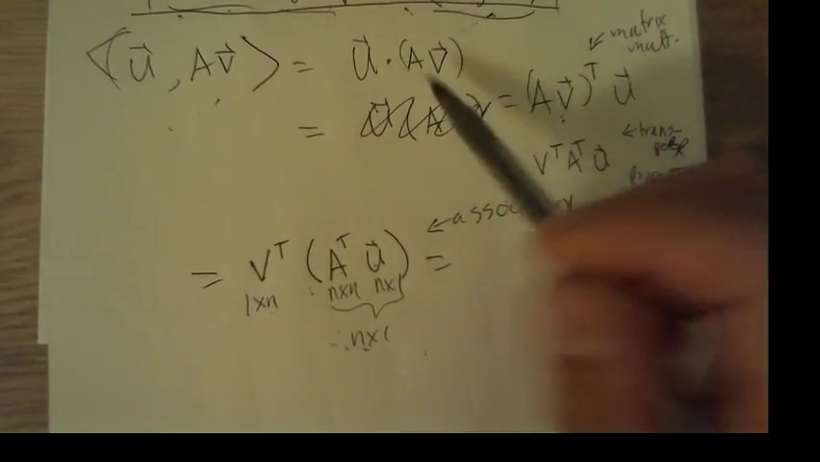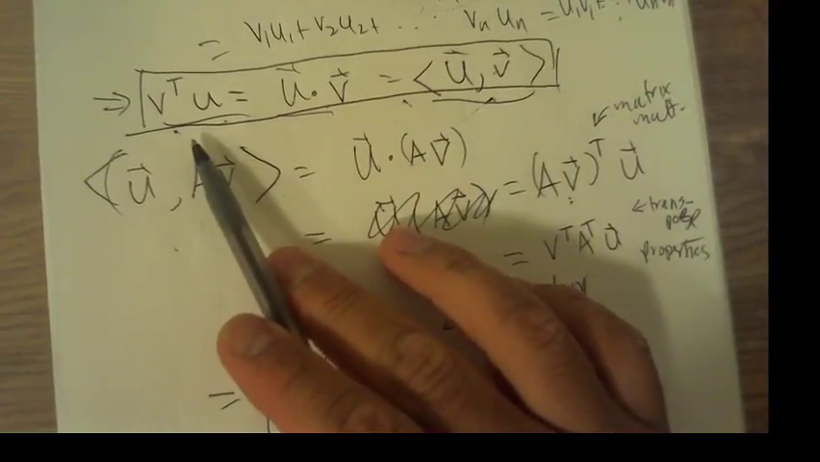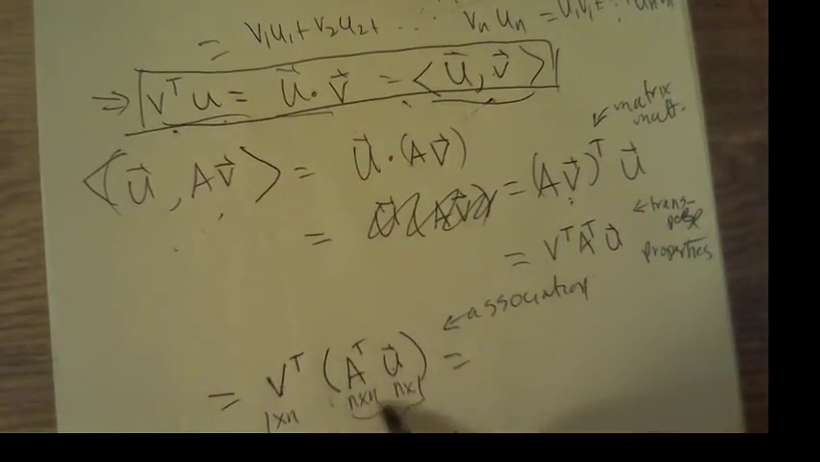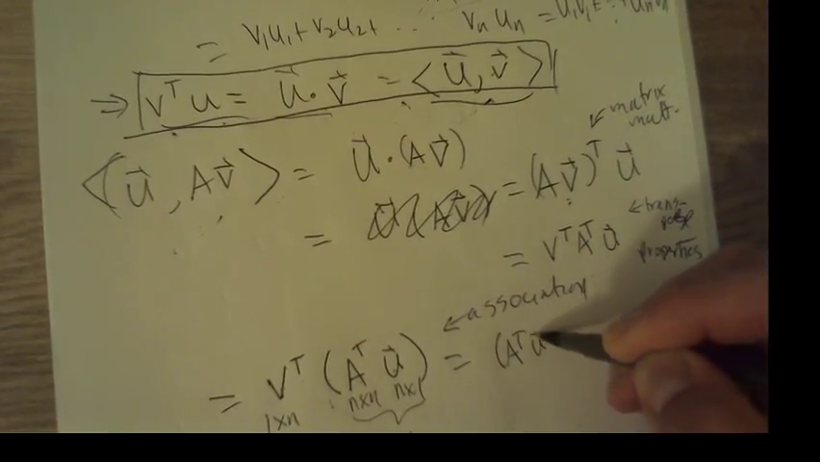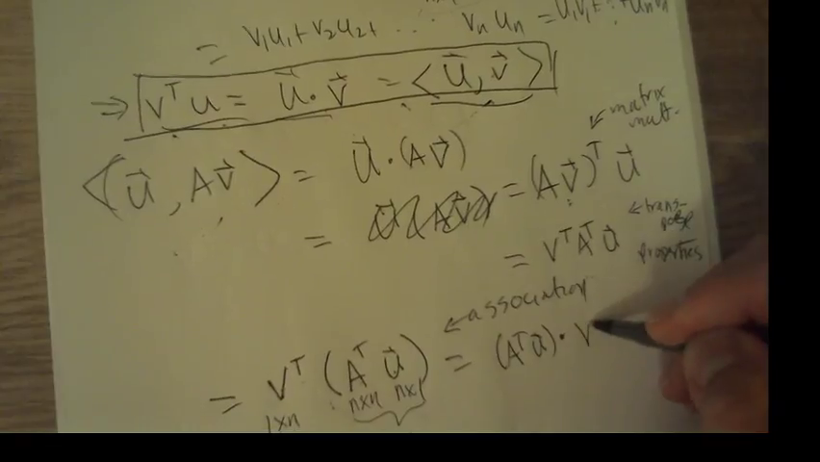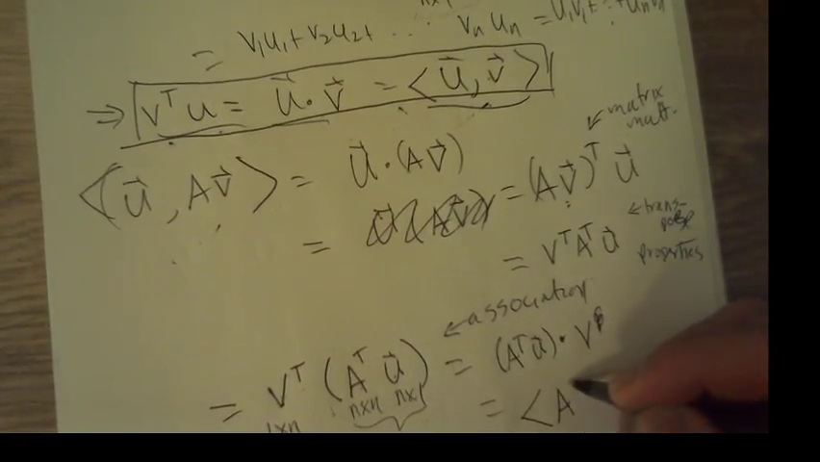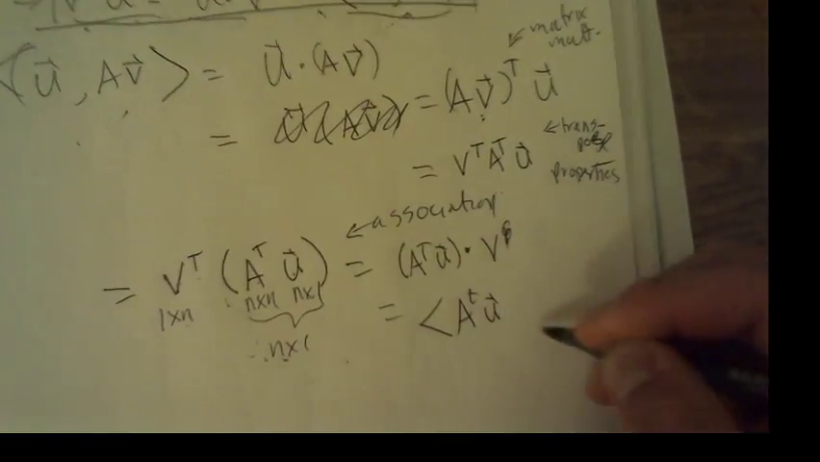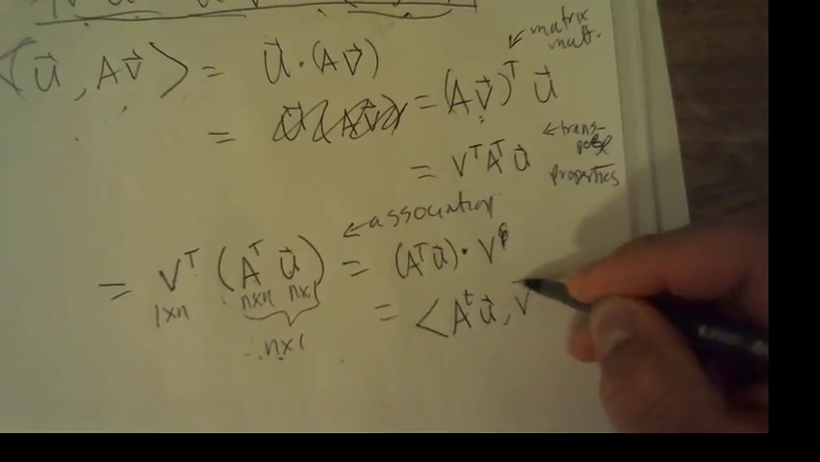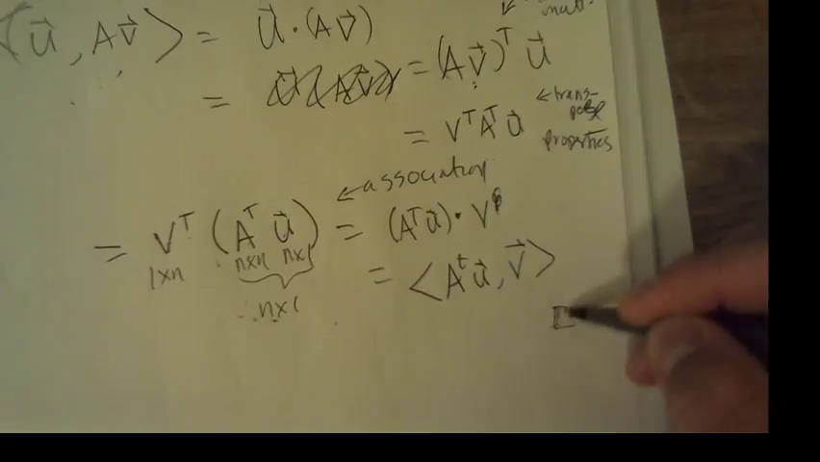And again, using my definition here, when I have matrix multiplication here of the transpose and this, that's the same as the dot product of this with V, or in other words, A transpose vector U inner product with vector V. Right, and that gets us where we want to be.